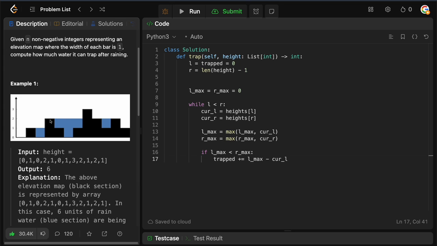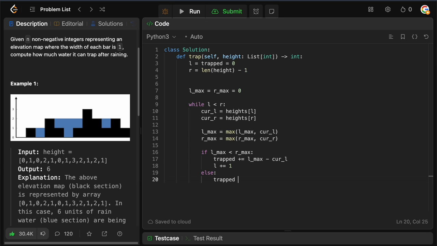So we basically just do whatever the left max is, which is 2, minus 1 to account for the fact that our current position is 1. We can only trap 1 water here. And in this case, we move our left pointer up. Otherwise, in the other case, we do the opposite.